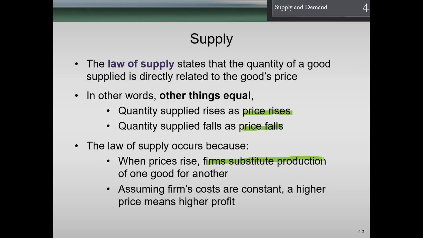If we're not making any money in the donut market, then we may substitute and go to something else to produce in order to make higher profit margins. Assuming firms' costs are constant, a higher price means a higher profit margin. So remember, when we say there's a higher price, there's going to be a higher profit.